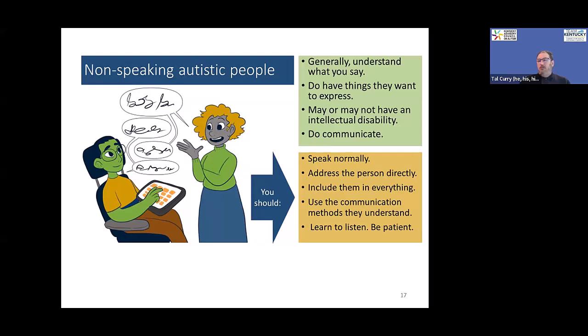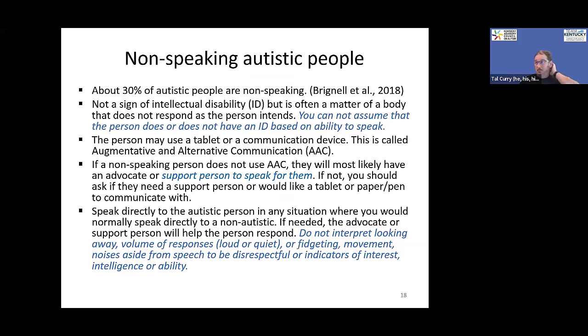This is also another resource created by an autistic, as well as an autistic graphic designer. So non-speaking autistic people, about 30% of the population is non-speaking. It's not a sign of intellectual disability, but there is about 30 to 40% of the autism population that does struggle with intellectual disabilities. So you cannot assume that a person does or does not have intellectual disability based on the ability to speak. A person may use a tablet or communication device. This is called augmentative or alternative communication, or AAC.